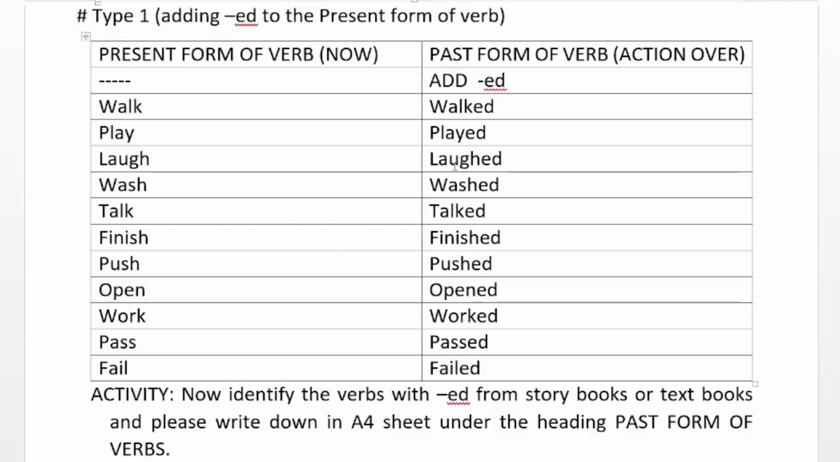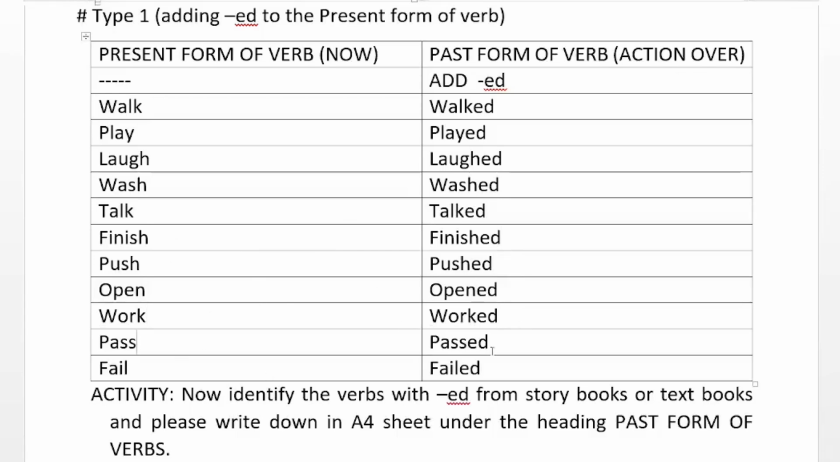So you can see the example here: the present form of verb, what is happening now, and the past form of verb, the action that is over. Walk changes to walked. Play, played. Laugh, laughed. Wash, washed. Talk, talked. Finish, finished. Push, pushed. Open, opened. Work, worked.